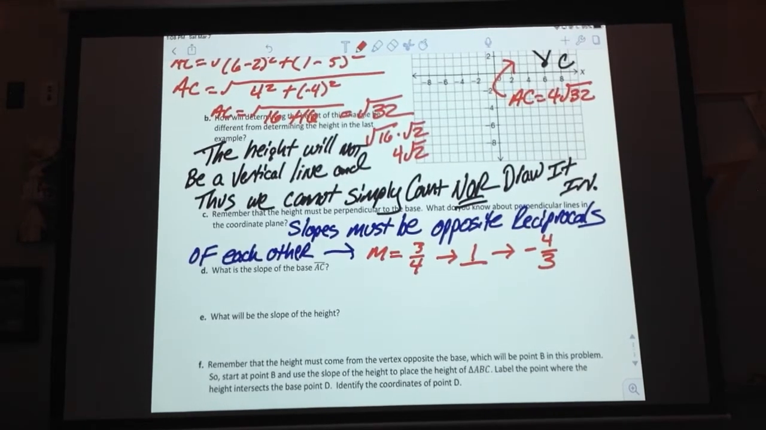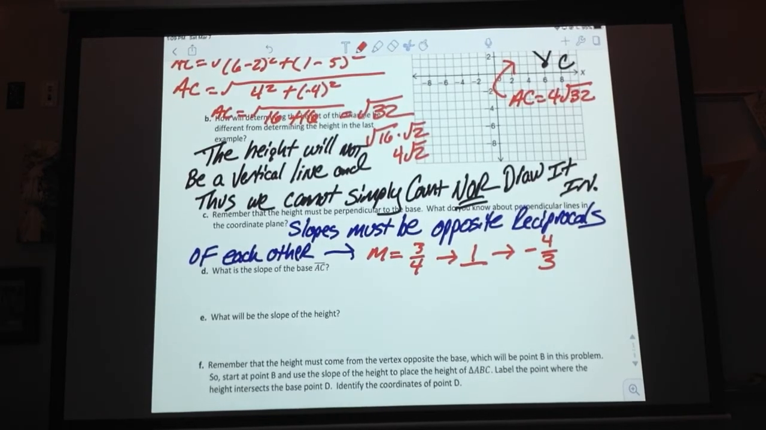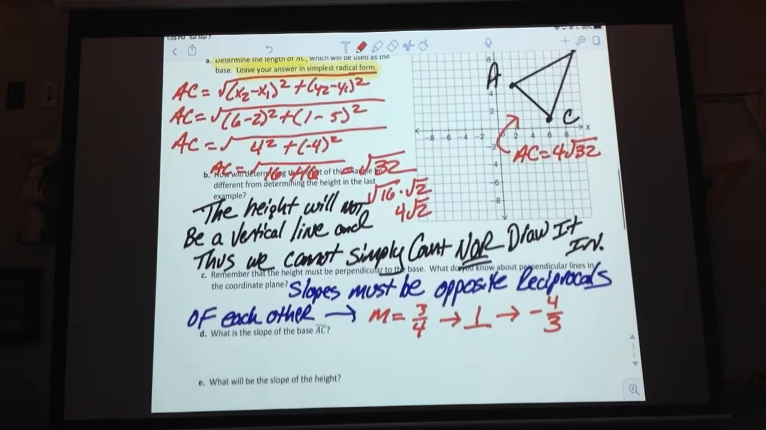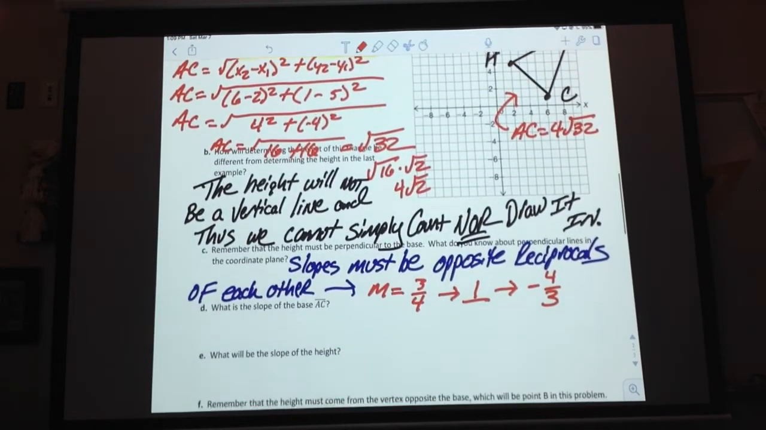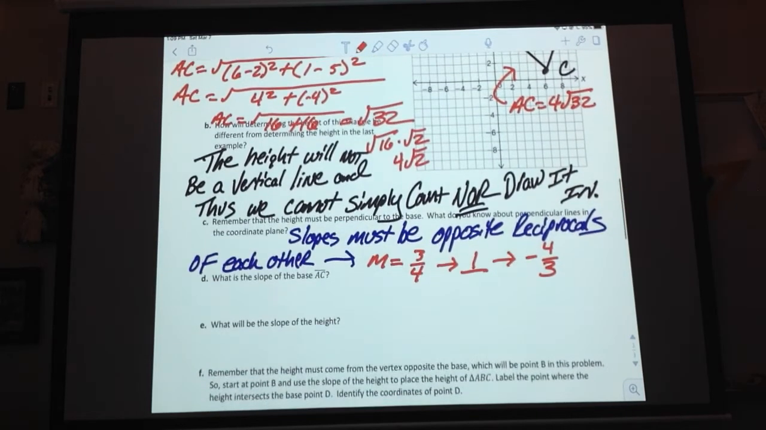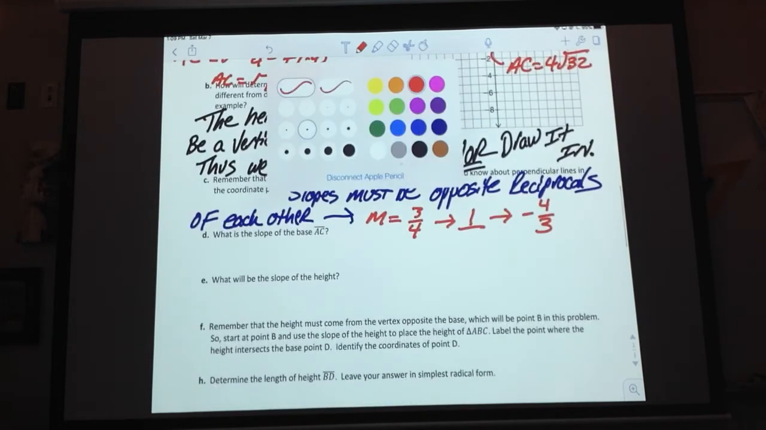Okay? So what is the slope of base AC? Well, we can count it, or we can use the formula. I'm going to use the formula because I need you to be able to see it. Now, you can count rise over run, but the only problem with that sometimes is you're going to count the run in first and then count the rise second. And remember, that would be reversed of what you need. So I'm going to show you the formula as we do this.